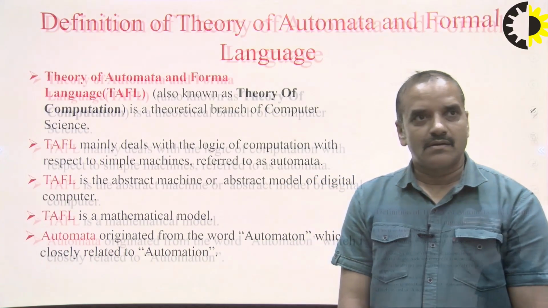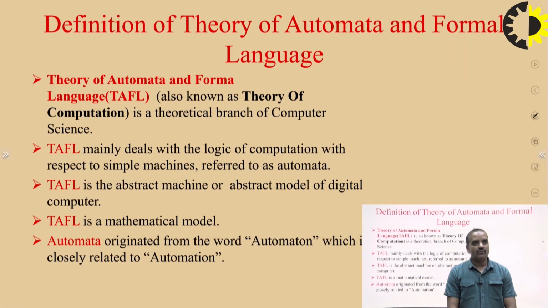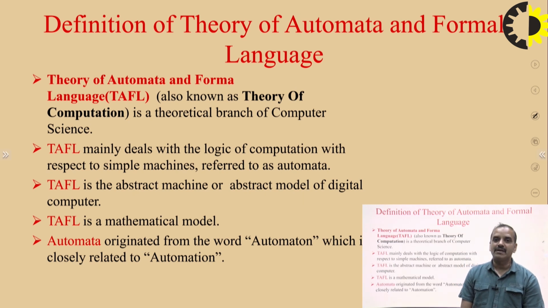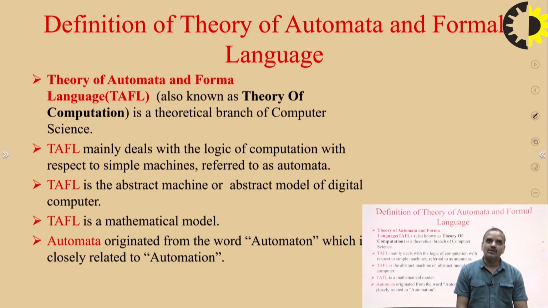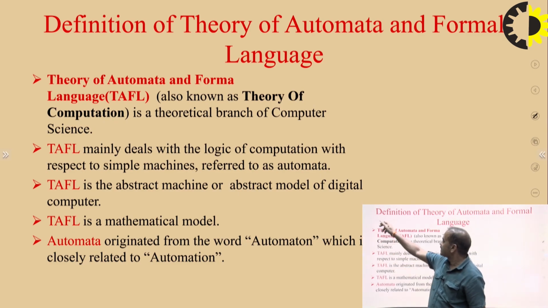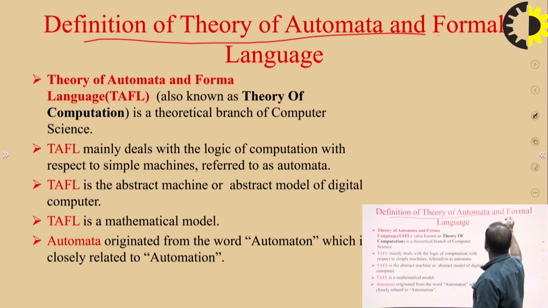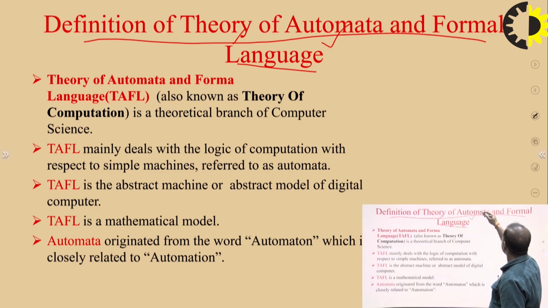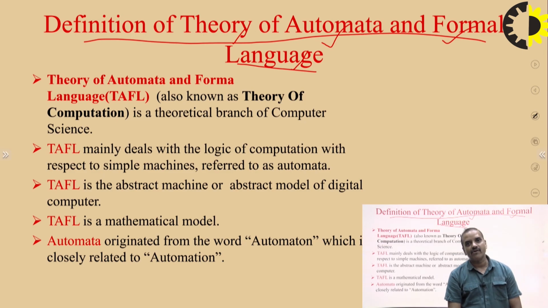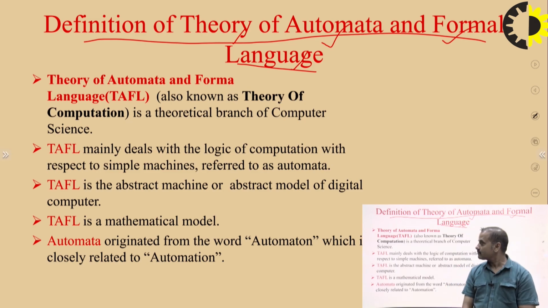In the starting of this video, we want to discuss what is meant by theory of automata and how we have to implement this in technical computers. The definition of theory of automata and formal language defines what is meant by it. This is a combination of the four words: theory, automata, formal, and language.